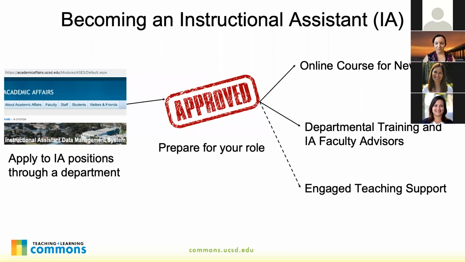Now, your department likely, hopefully, has some great training available for you. Whether it's an official course or workshops that they offer, if there's a senior TA, they're an amazing resource to work with. And each department should have an IA faculty advisor. This is a faculty member whose role is to work with you and to be a liaison for IAs in their department. So they are a great resource as well.